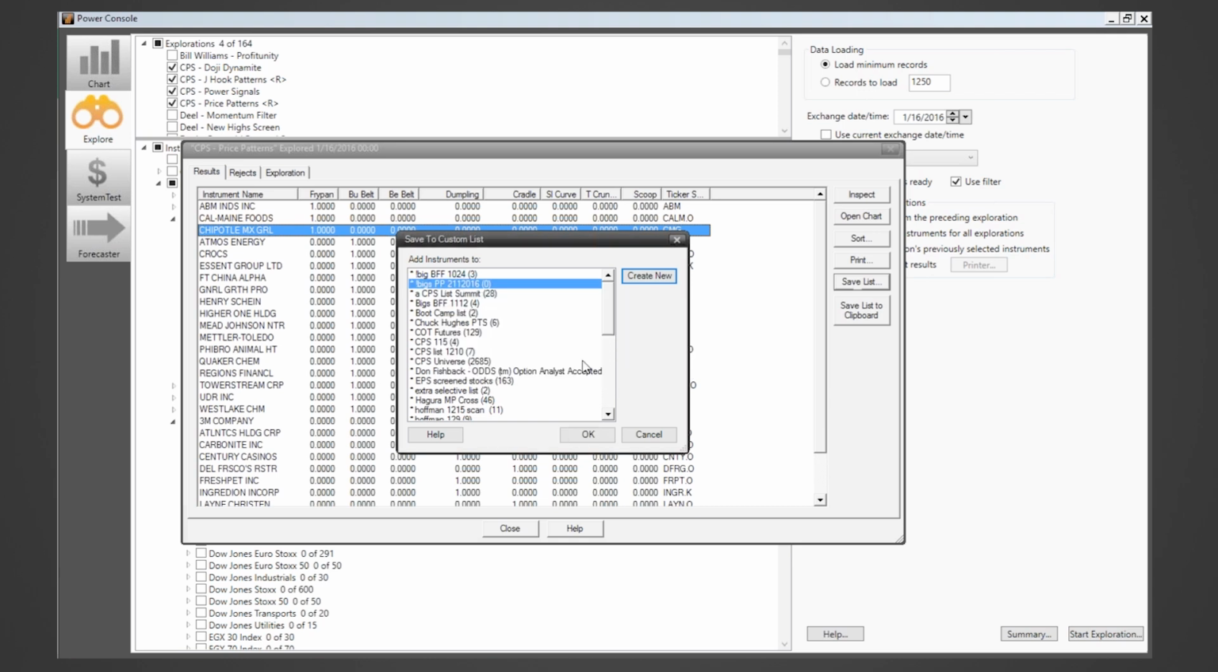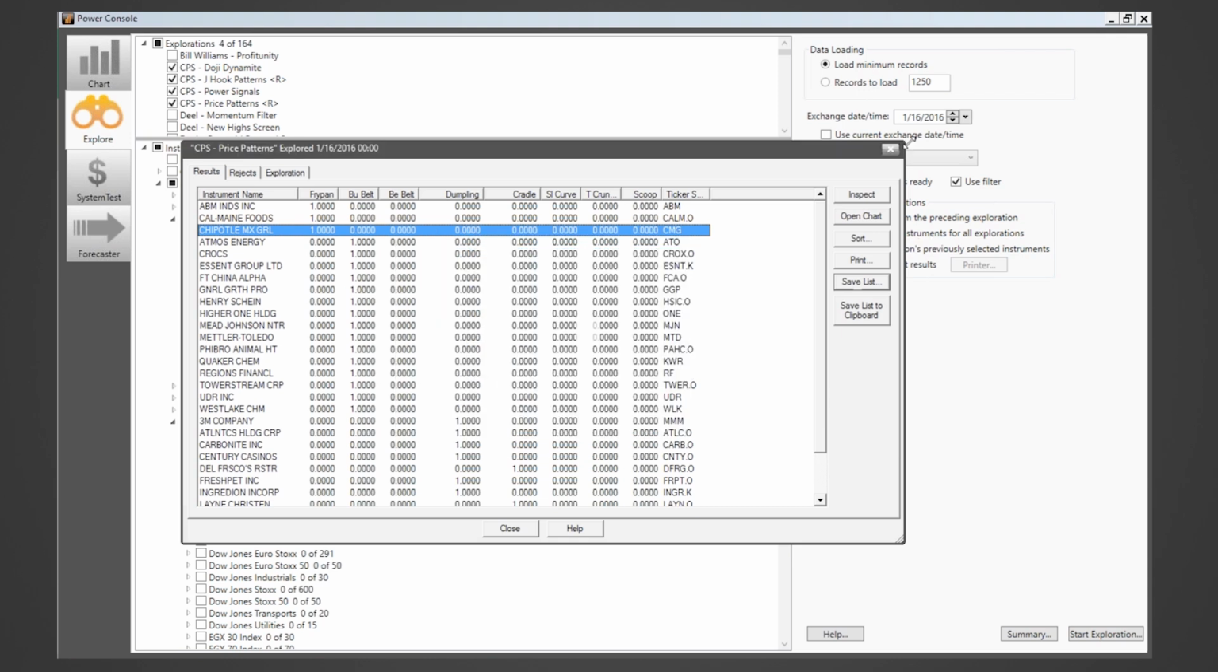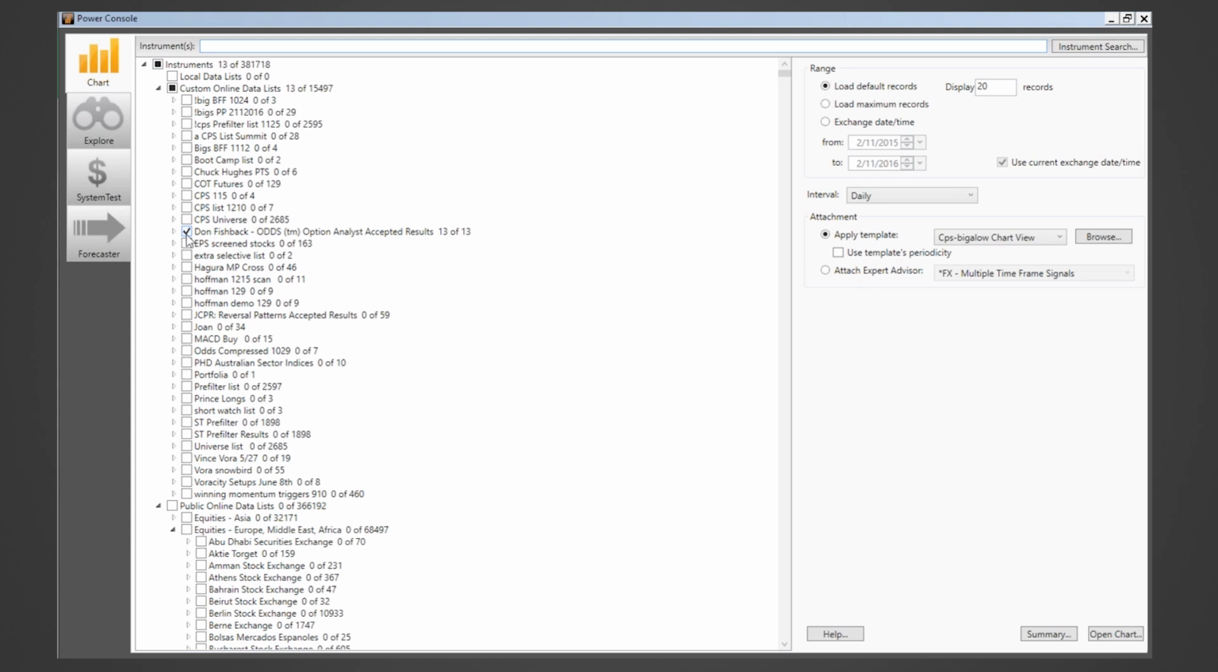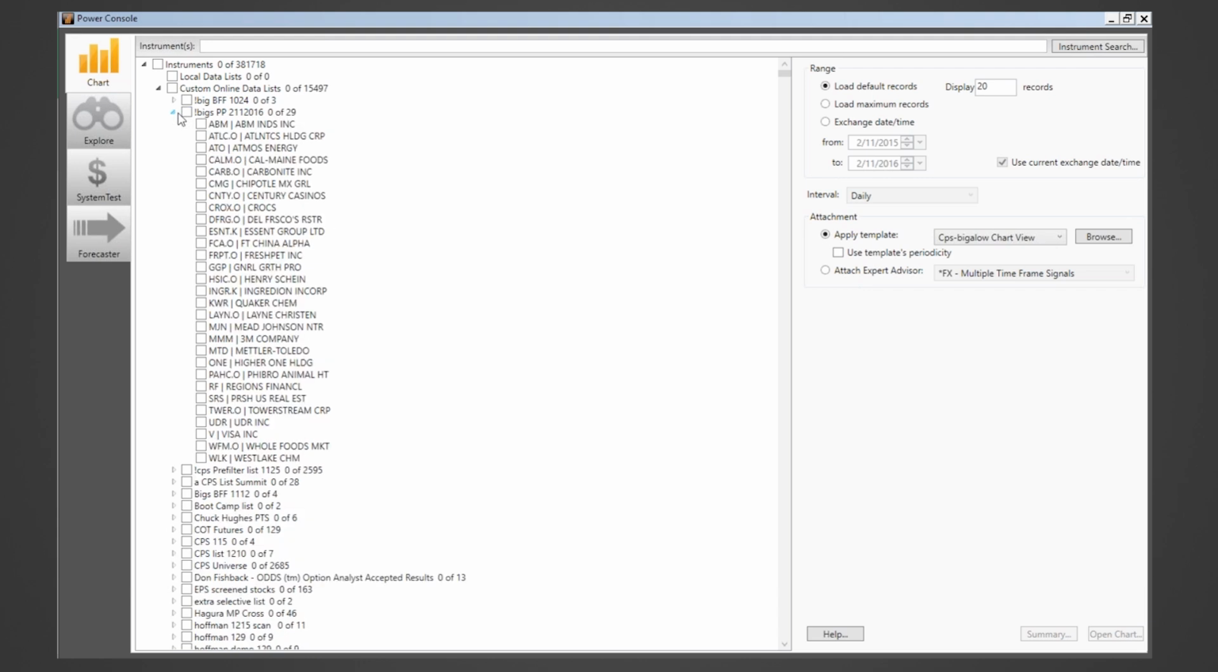I go ahead and click on OK. And now what I can do is come back in here, close this down. I can go to the chart section. And what I can say is, okay, that list that I just scanned for, where I have to find the one now. Right here, there's 29 stocks. So out of the 4,300 or whatever, there's 29 that actually had a pattern today.